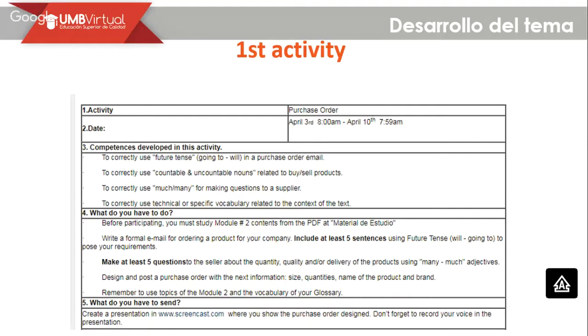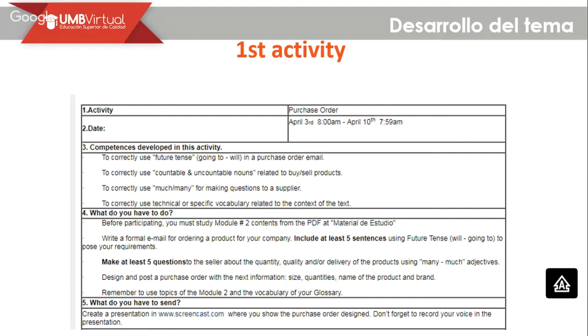The seller about the quantity, the quality, or delivery of the products using many, much, and adjectives. Design and post a purchase order with the next information, size, quantities, name of the product, and brand. And finally, don't forget to use topics and module 2 of the vocabulary of your glossary. All right. Entonces, van a escribir 5 preguntas en relación con la cantidad, con la calidad de los productos y con la entrega de ellos. Van a utilizar a su vez many and much con algunos adjetivos.